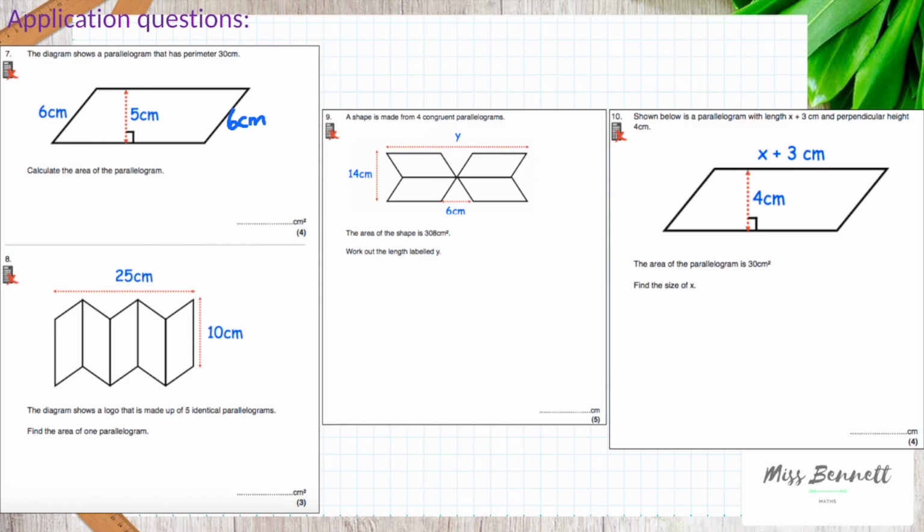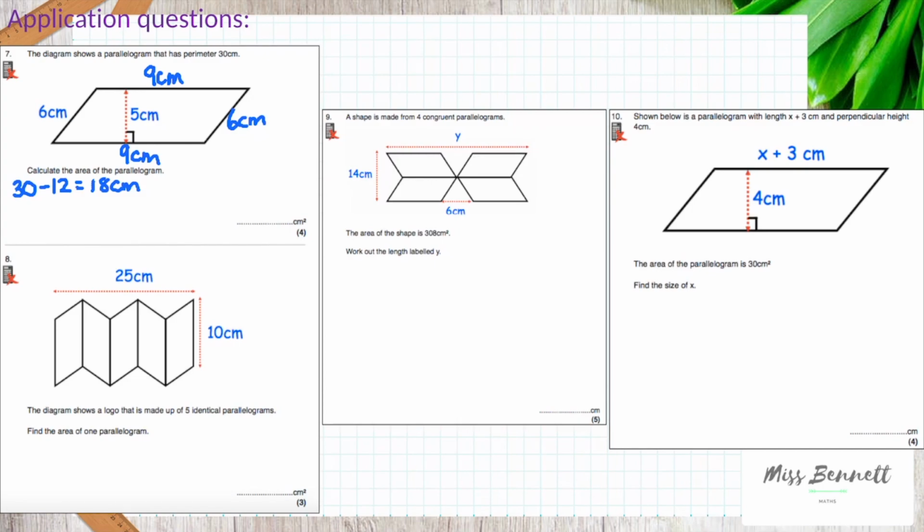So I've got the 6 and the 6 centimetres plus the other two sides must make 30. Well, 6 and 6 is 12, so 30 subtract 12 leaves me with 18 centimetres. But that needs to be shared between the two sides up here and down here. So half of 18 is 9 centimetres.